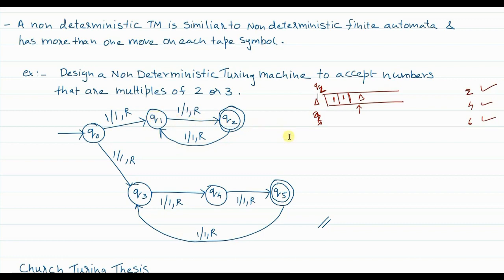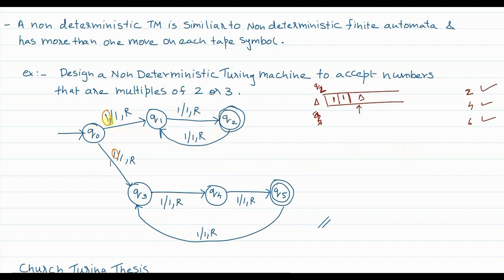Now this particular automaton is called non-deterministic because from a particular state, on reading the same input, it is going to more than one different state. That's why it is non-deterministic.